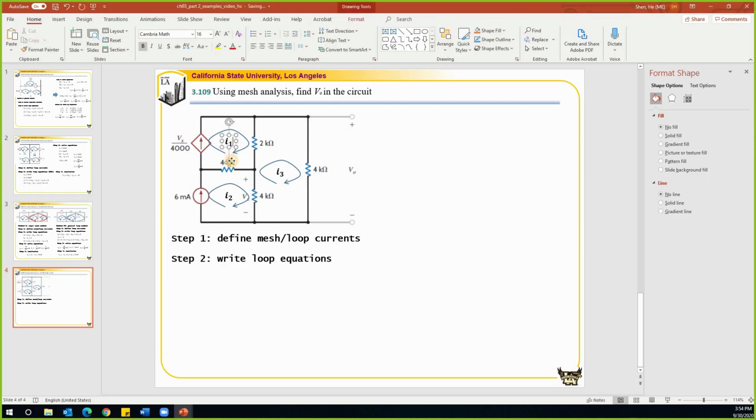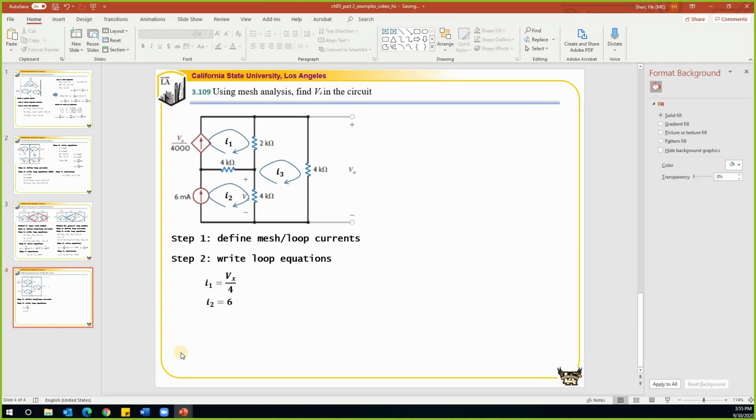The second step is to write the loop equations. For the first loop, because it has a given current source, which is very easy, that is Vx over 4. And remember, we're going to use kilo ohm, volt, and milliamp as our unit. So this is why this 4,000, I only need to bring 4 there. I put 3 zeros over there to make it a standard unit. We don't need that. So the second mesh, I have a current I2 that is equal to 6 milliamp. I'm not in a hurry to put the units back on.